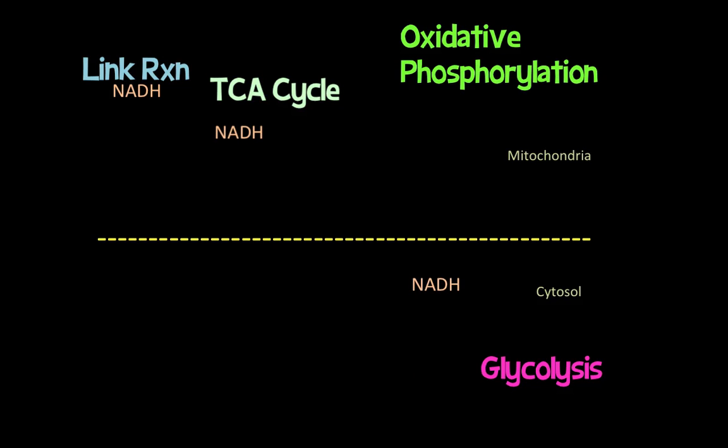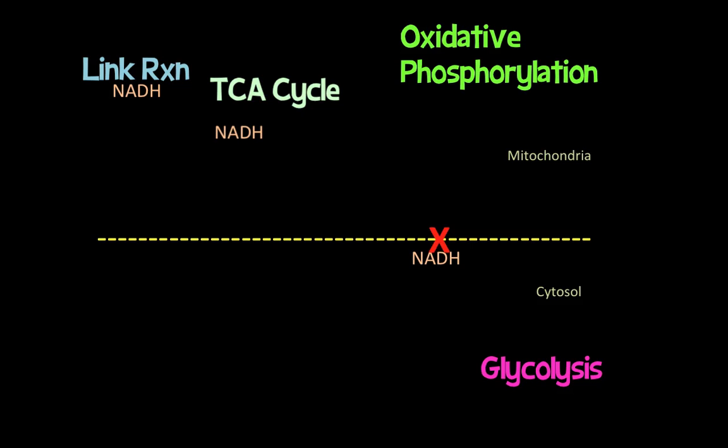But what we know is that there are no transporters on the inner membrane of the mitochondria for NADH. In other words, NADH can't go in, and likewise it can't come out of the mitochondria. There are no transporters for NADH, and that's a good thing because you want all the NADH from the link reaction and TCA cycle to go to oxidative phosphorylation. You do not want the mitochondria to be leaking out any NADH. So there are no transporters for it.